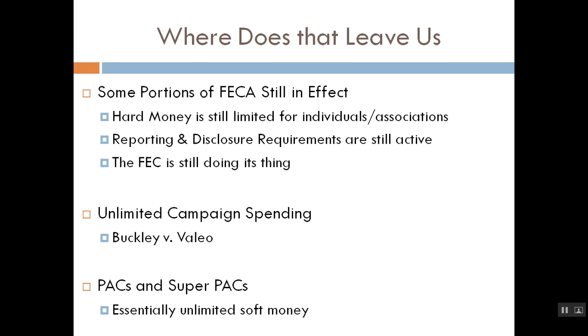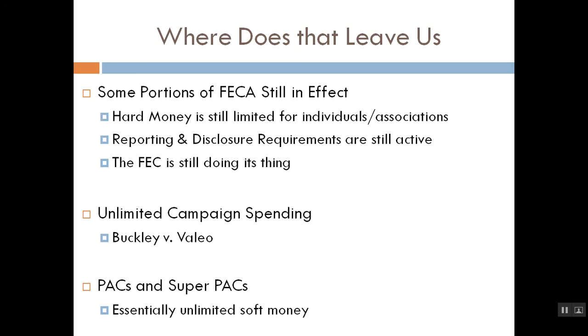So where does that leave us? Where are we in the post-Citizens United world? Well, what we're going to discover is that certain portions of the FECA are still in effect. Hard money is still limited for both individuals and associations of individuals. Corporations and unions are still prohibited from making any direct or hard money expenditure in support of a candidate. And what we're also going to find is that those reporting and disclosure requirements, they're all still active. The FEC, the Federal Election Commission, created by that 1976 amendment to the FECA, well, it's still kicking. It's still there. It's still doing its thing.